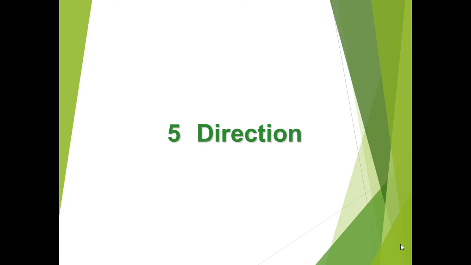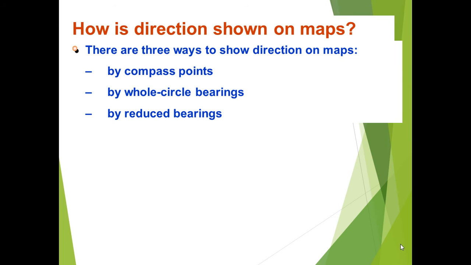In today's video, we're going to share with you about the topic of direction. Actually, this topic is quite easy because we have already used direction on a daily basis. But for the geography subject, there are actually three ways to show direction on maps, and they are called the compass point, the whole circle bearings, or the reduced bearing.